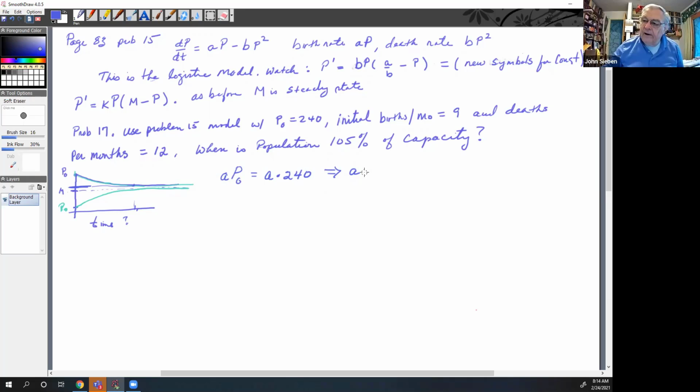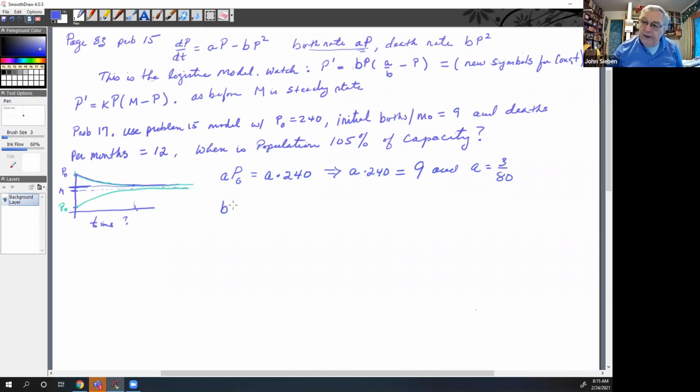I've always said, thank God I've got an eraser. I forgot to write the 240 from the problem. The initial births per month is 9. So A times 240 is equal to 9. From problem 15, the initial birth rate is A P. So A times 240 is equal to 9, and A is equal to, when you reduce it, 3 over 80.